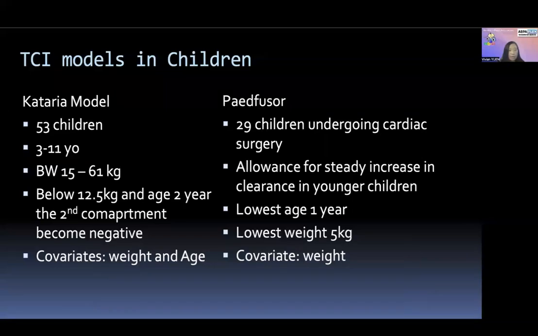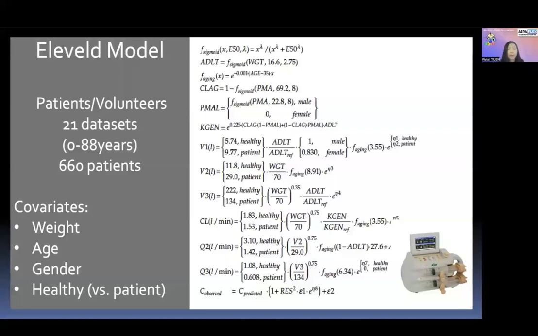The covariates included in this model include body weight and age. The Paedfusor model is a model that has body weight as the only covariate, and you can use this model in children down to the age of 1 and body weight of 5 kilos.